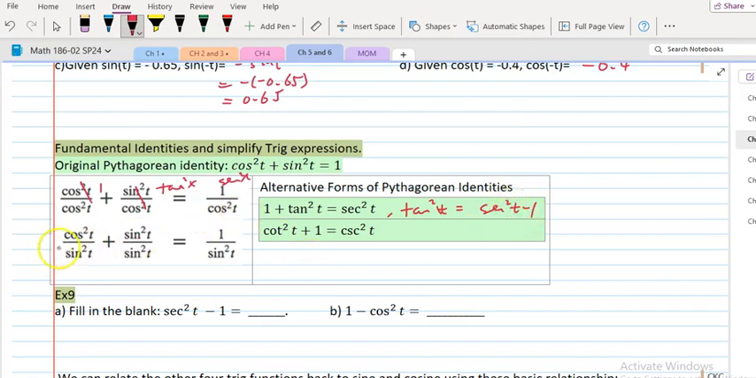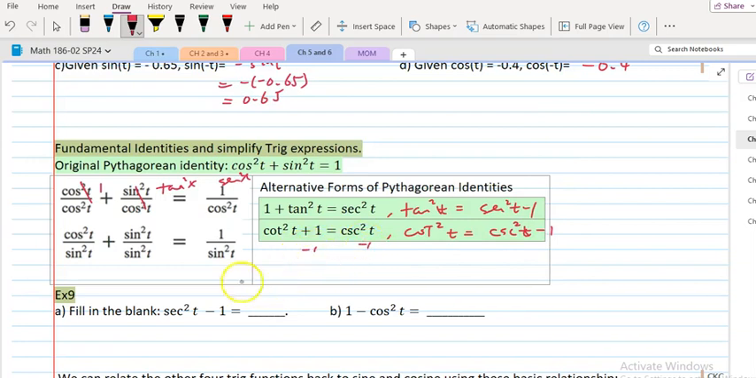The same applies when dividing everything by sine squared t. All of a sudden this becomes cotangent squared t plus 1 equal to 1 over sine squared t. Or you can have an alternative form, cotangent squared t equals cosecant squared t minus 1, if you subtract 1 on both sides.